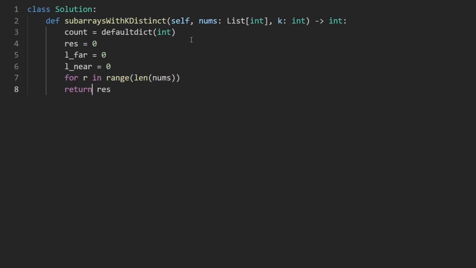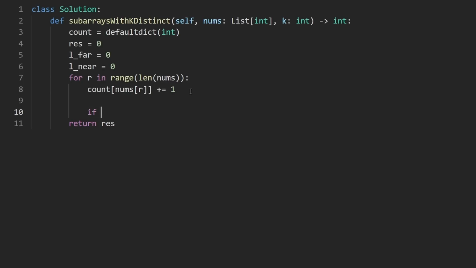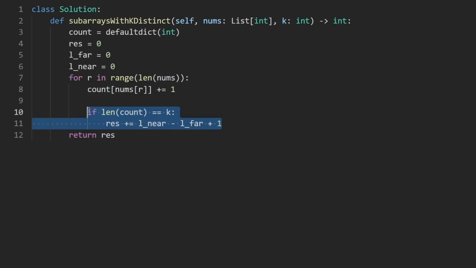Like this, because every time we see an element, we of course want to increment the count of that element. So the number at the right pointer is going to increase the count by 1. And of course, if the number of distinct elements, therefore the length of the count, is exactly equal to k, we did determine we can increment the result by taking the left near pointer, subtracting the left far pointer, and adding 1. This much we do know for sure.